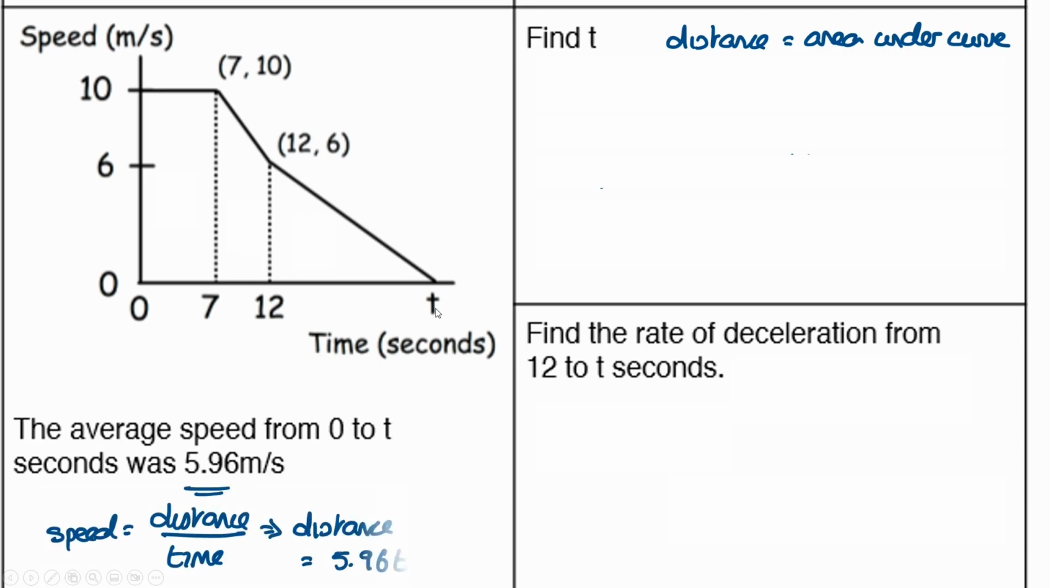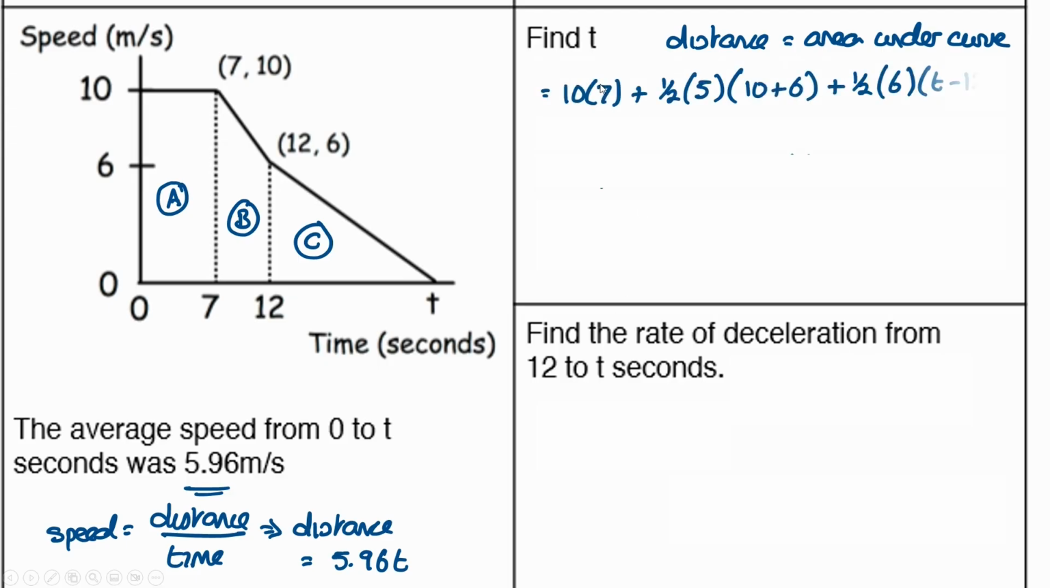So using speed equals distance over time, I know the distance travelled is going to be 5.96 times t. I've just rearranged the speed distance time formula. That means I can set up an equation where I'm doing a plus b plus c, work out the areas of those shapes, and I know the areas of those shapes must be equal to 5.96t. So let's write that out. I've got a plus b plus c. Now let's go through this in steps. A is a rectangle, 10 times 7.